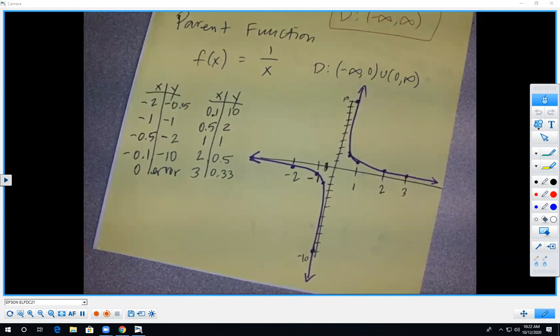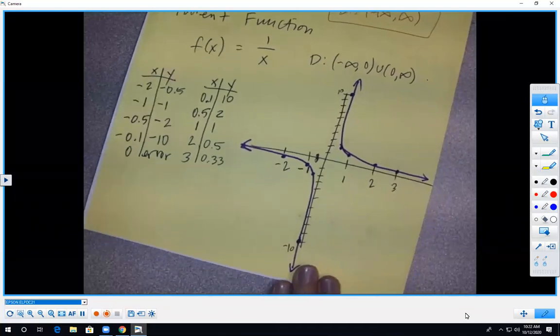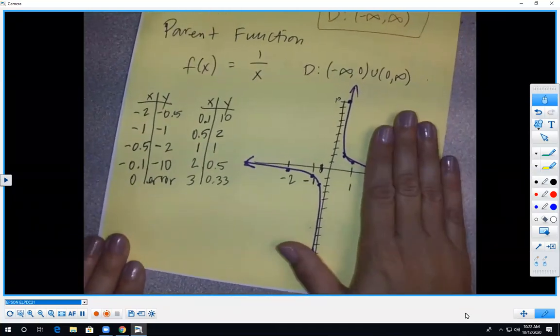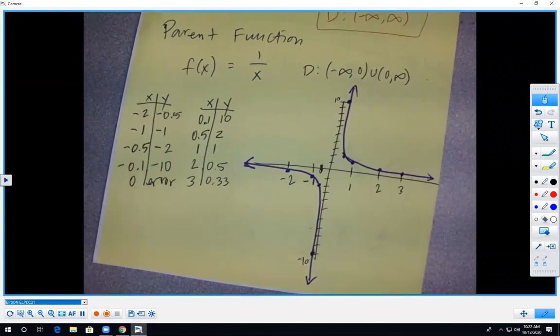Okay, so this idea of getting really, really close here, these are called asymptotes. And that's what we're going to be spending a lot of our time with rational functions on, because that's what makes rational functions special. An asymptote is like an imaginary invisible line on your graph that your graph gets really, really close to. It approaches it, but it never actually touches it.